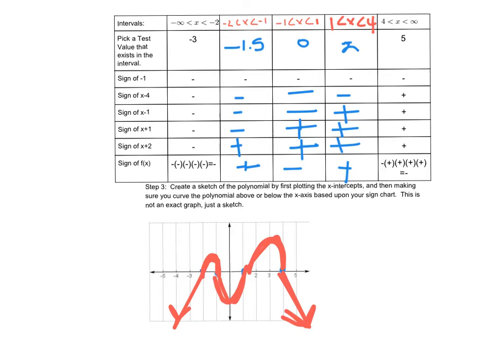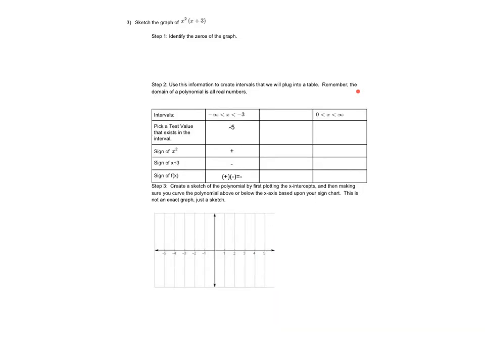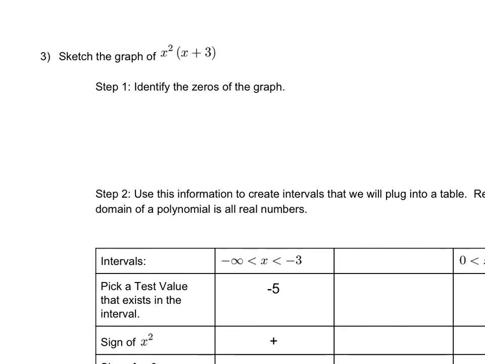All right, let's do plus 2 together, and then the last 3 you guys are responsible for. So now I have x squared times x plus 3. So we're going to go ahead and identify the zeros of the graph. And so x squared equals 0. Well, you can take the square root, but the square root of 0 is 0. So this happens when x equals 0.